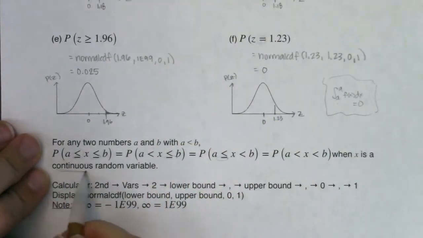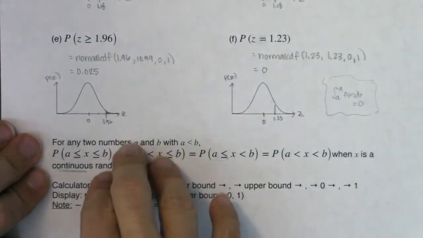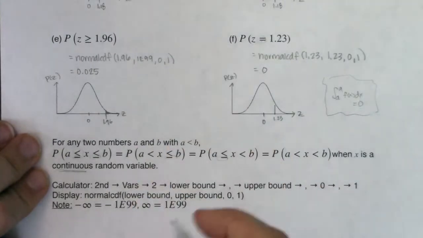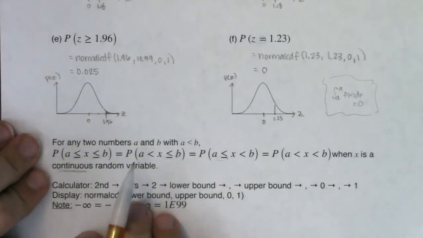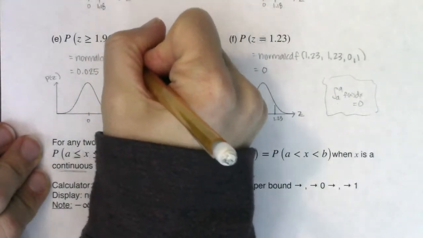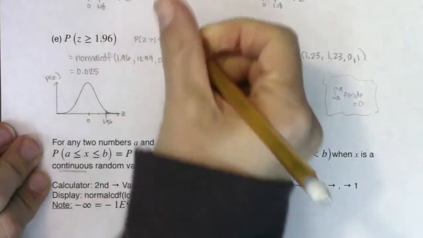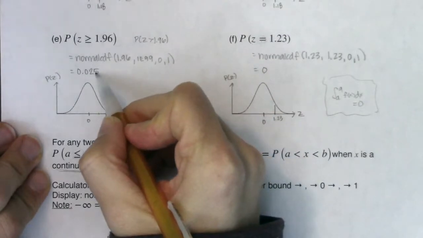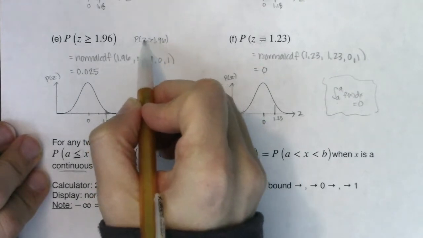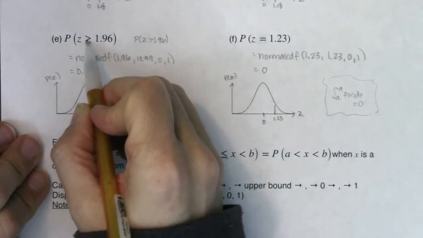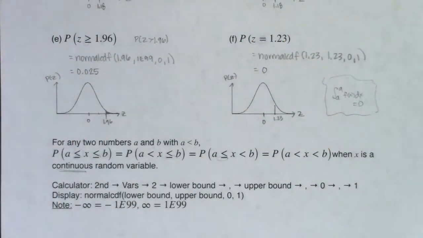And I want to be specific, this is for continuous random variables. In the discretes, in chapter 4, specifically with the binomials, it makes all the difference in the world. But on continuous land, the symbol of less than versus less than or equal to makes no difference. So if in part E, I had asked you for the probability that Z was greater than just 1.96, not greater than or equal to, you still would have gotten 0.025. The equals to adds 0, which means we're adding nothing to this probability.